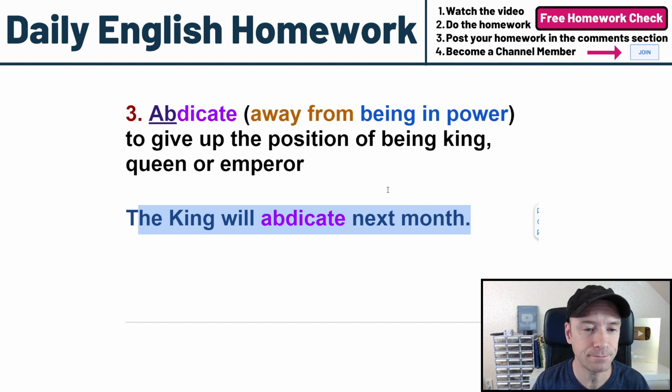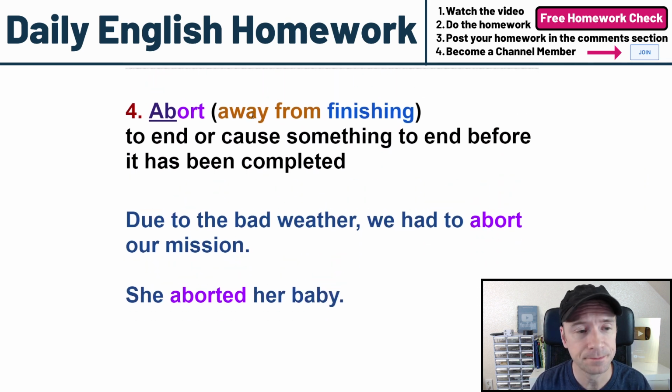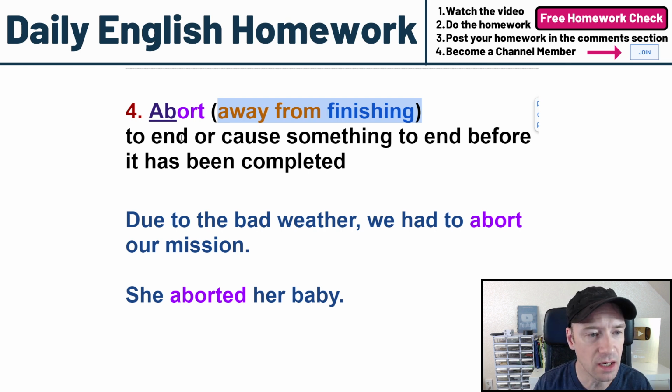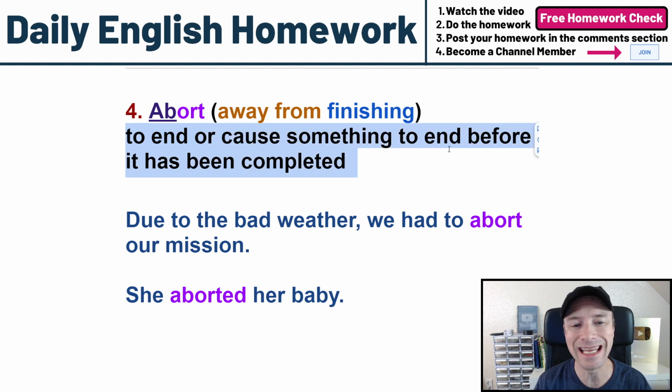Abdicate. Use an example sentence in your homework. Number 4, abort. So abort means away from finishing. You're not going to finish something. You're going to cancel it. You're going to abort it. And the meaning, to end or cause something to end before it has been completed. So you're not going to finish it. You're not going to complete it. It is aborted. For whatever reason, you stopped doing that.